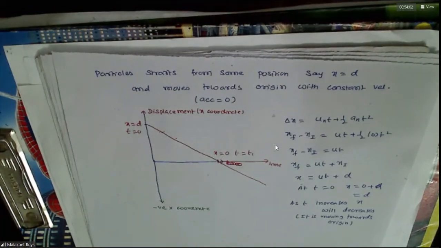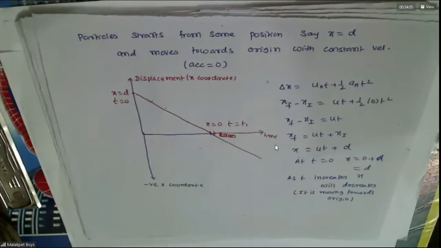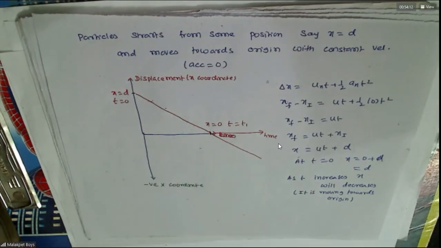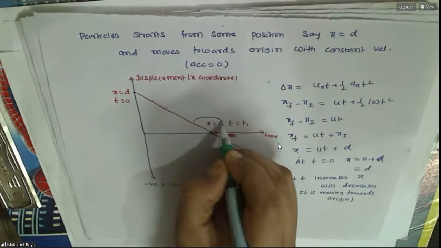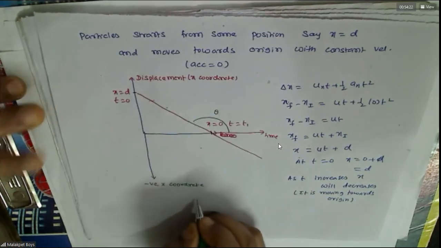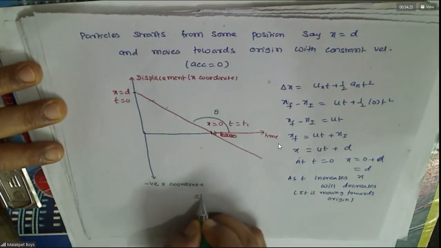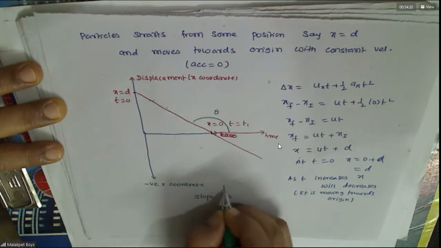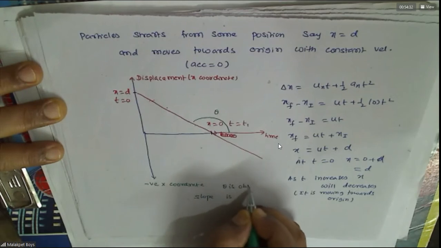Understood this? Understood, sir. Yes, sir. Now you can see, slope is what? Slope is negative. Negative, no? Theta is obtuse. Therefore, tan theta is negative.